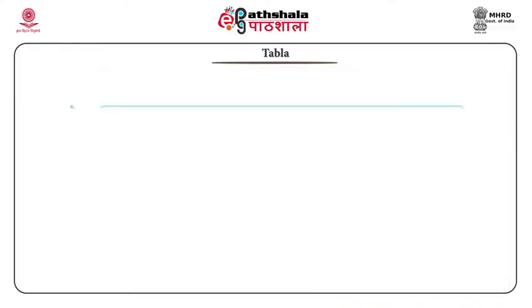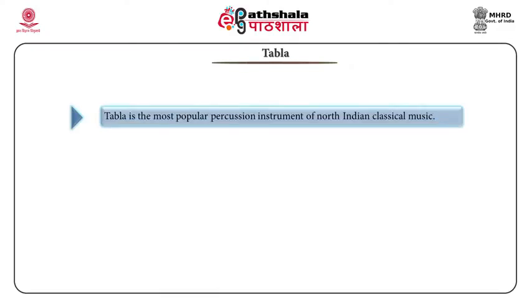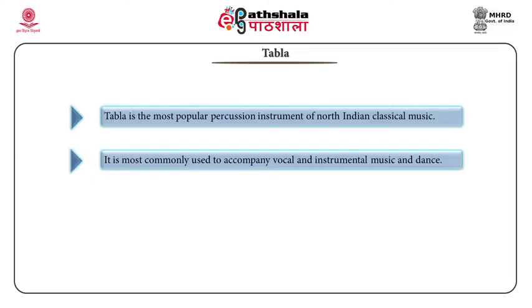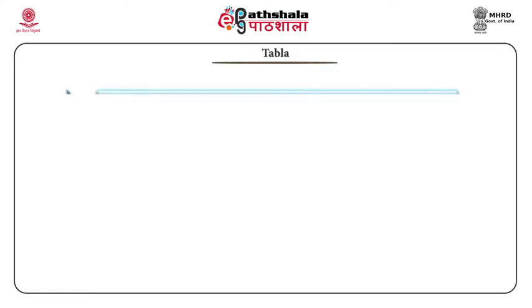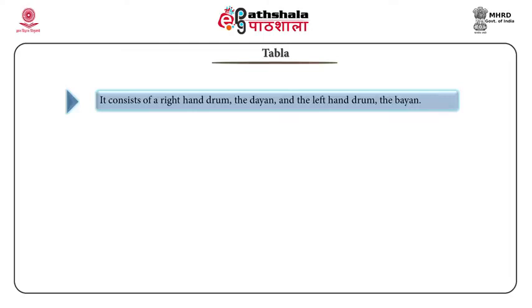Tabla. Tabla is the most popular percussion instrument of North Indian classical music. It is most commonly used to accompany vocal and instrumental music and dance. Its primary function is to maintain the metric cycle in which the compositions are set. Tabla consists of a right hand drum, the dayaan, and the left hand drum, the bayaan.